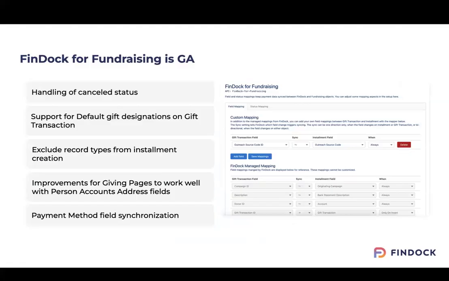To make our FinDock for fundraising package for nonprofit cloud GA, we've added several smaller enhancements that can be read about in our release notes, but we've added some feedback items like being able to exclude certain record types from the installment creation. We now sync with the payment method field, at least one way, of nonprofit cloud. And we've done improvements to giving pages so that all the different person account address field types work. There were a couple that were still unavailable, and they should be there now.